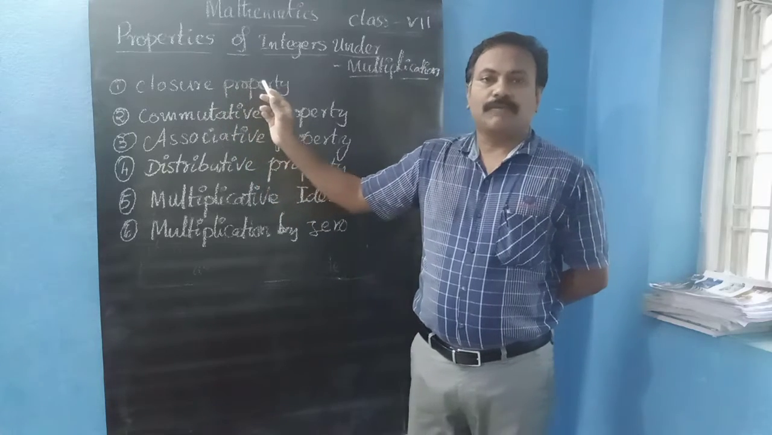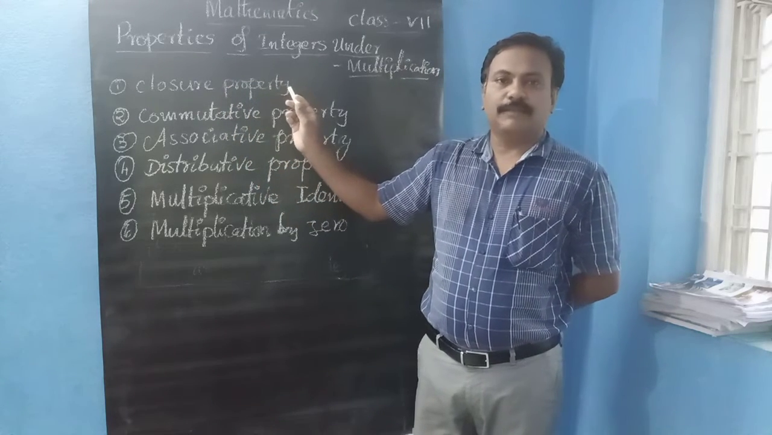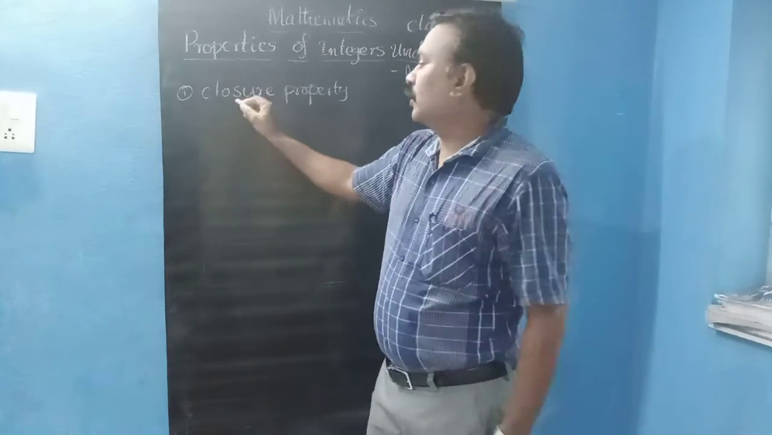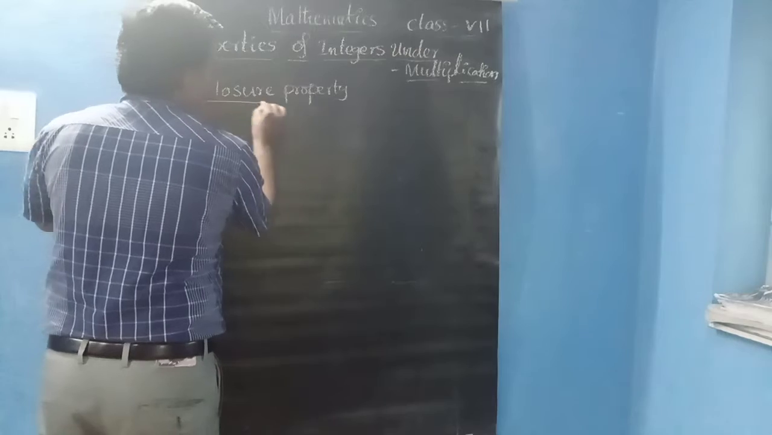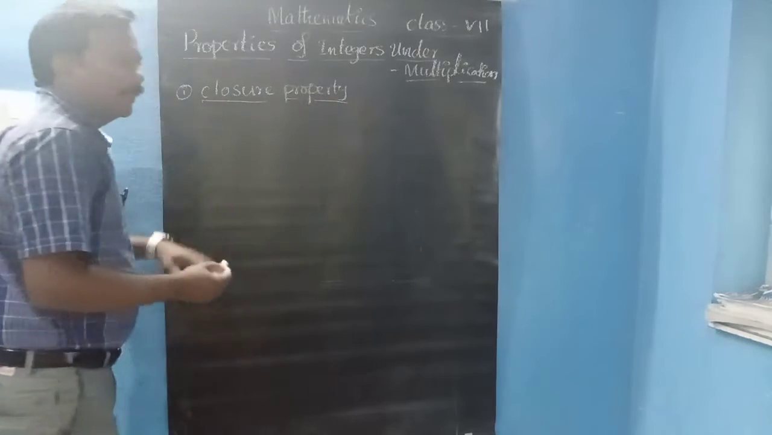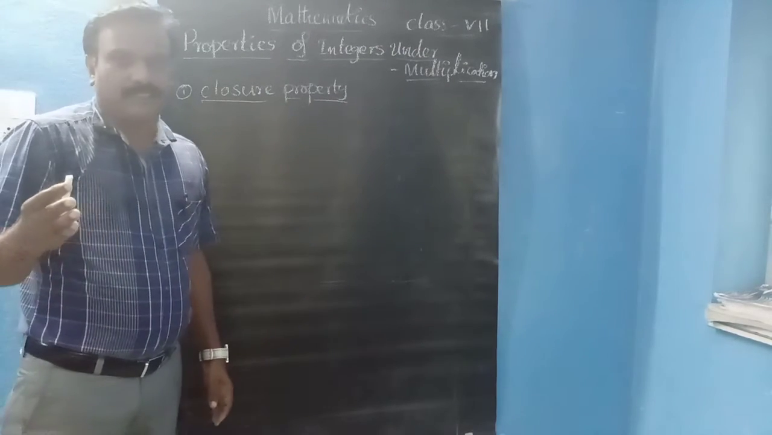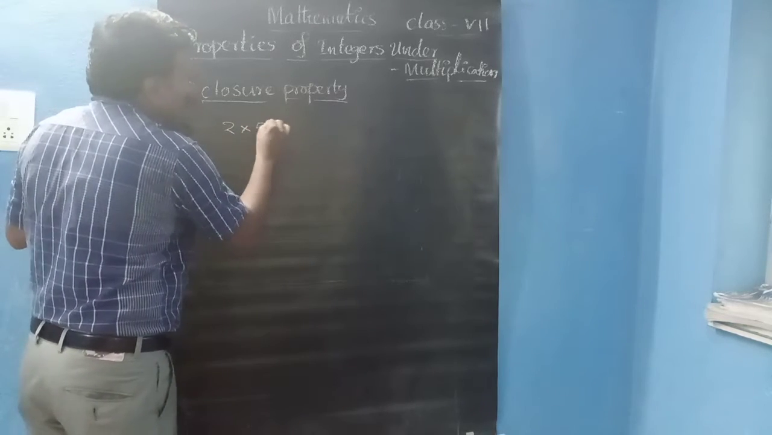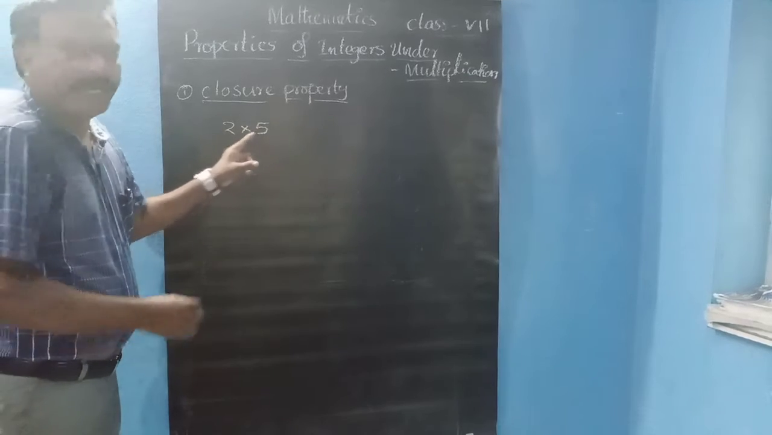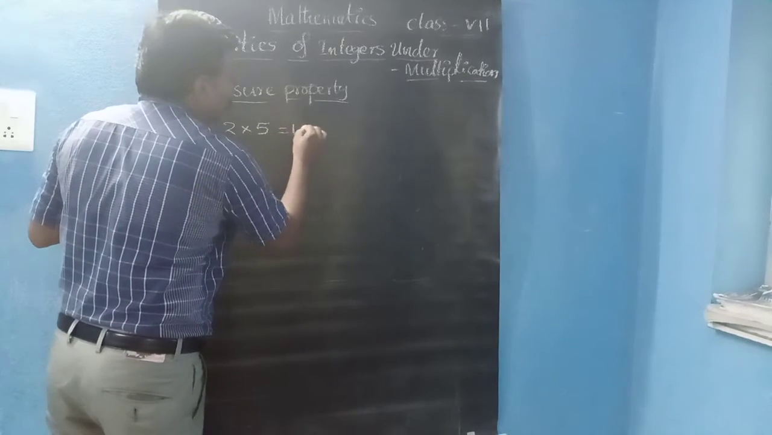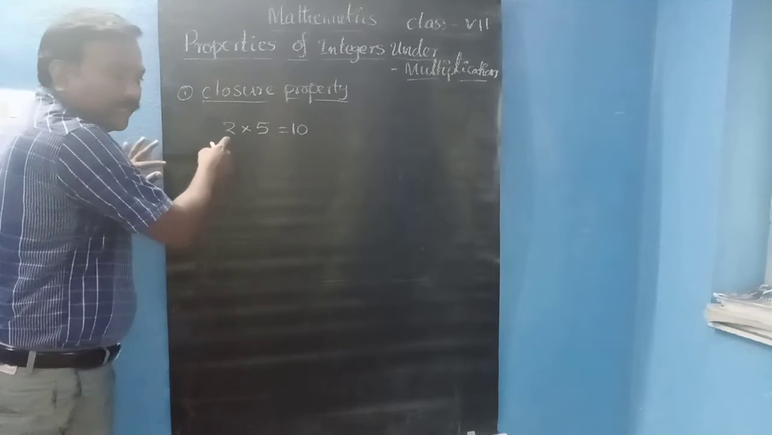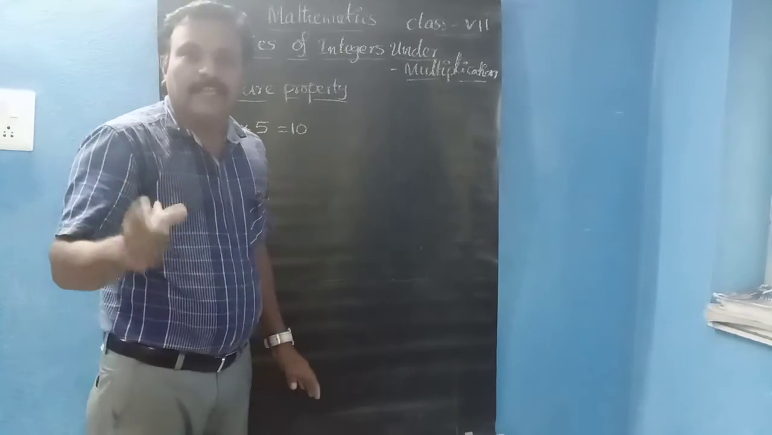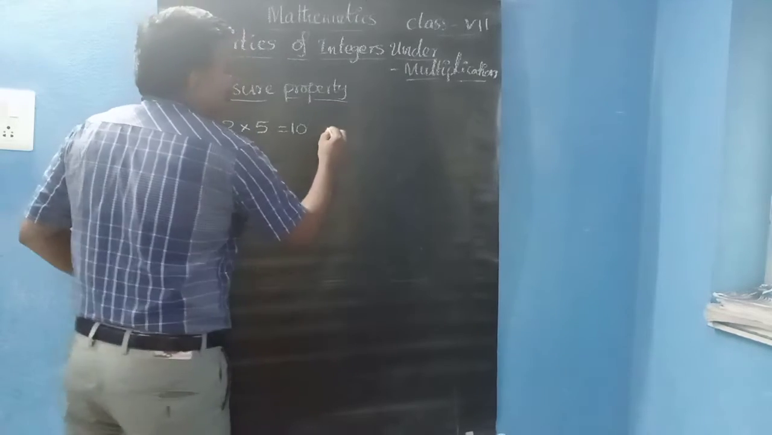First property, closure property. You take any two integers. Suppose 2 into 5. 2 multiplied by 5 is equal to 10. 2 is an integer, 5 is also an integer. What is the product? 10. 10 is also an integer.